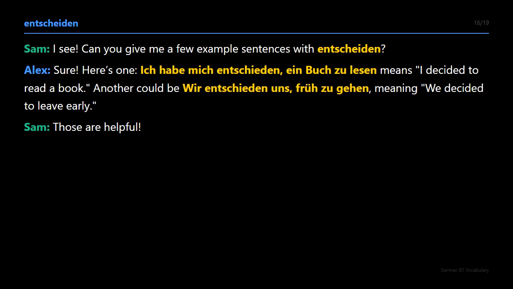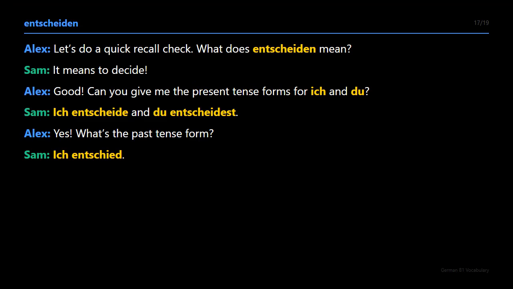I see. Can you give me a few example sentences with Entscheiden? Sure. Here's one. Ich habe mich entschieden, ein Buch zu lesen. Means I decided to read a book. Another could be, Wir entschieden uns, früh zu gehen, meaning we decided to leave early. Those are helpful. Let's do a quick recall check.